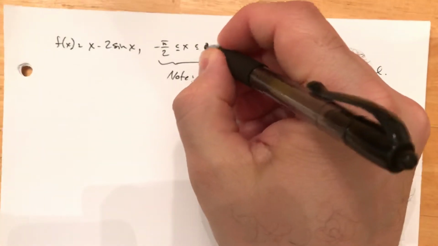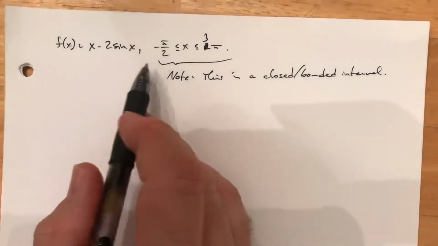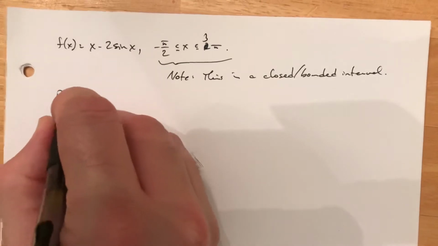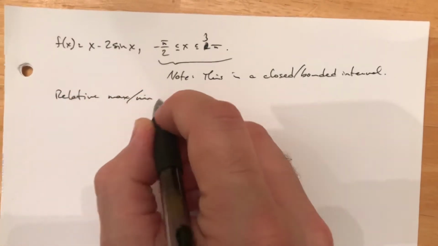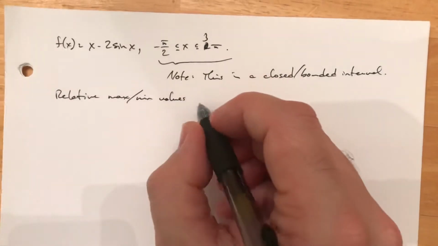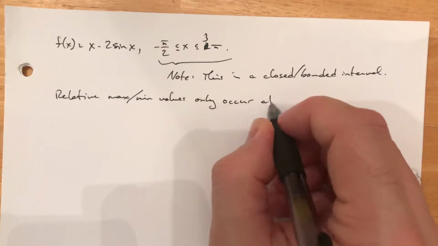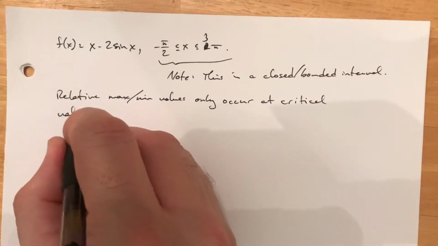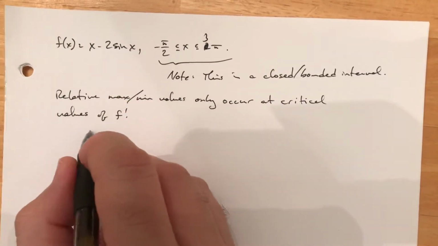Actually, let's do this between 0 and 3 pi. Sorry, between negative pi over 2 and 3 pi. Those relative max and min values can only occur at, of course, critical values of f prime. So better find the derivative here.